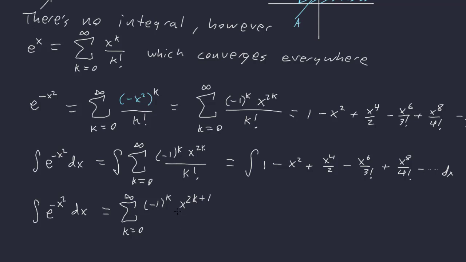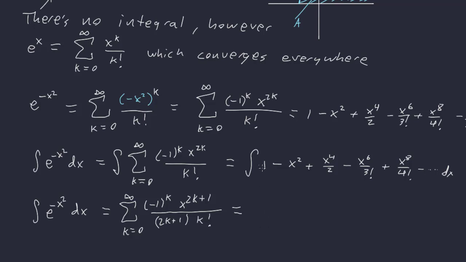Okay, and then divide the whole thing by 2k plus 1. So keep in mind, we still have that k factorial. So it'd be 2k plus 1 times k factorial. Okay, or we can just look at it in the term by term case.